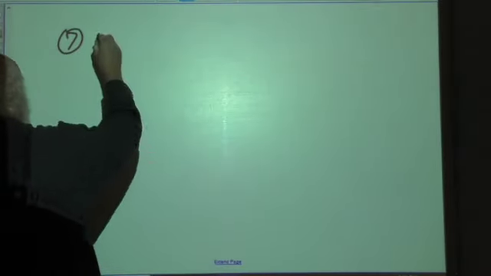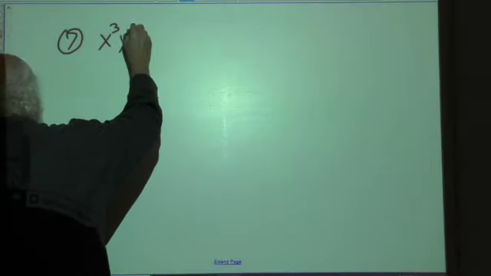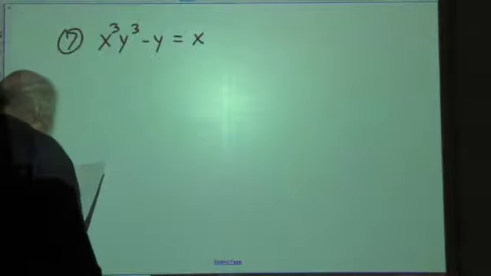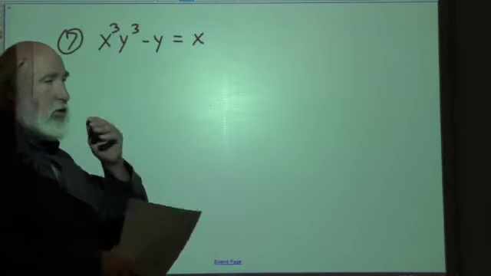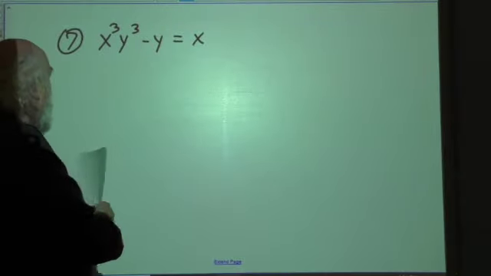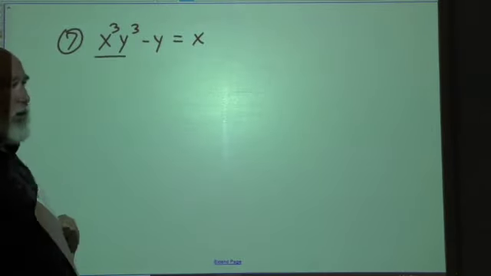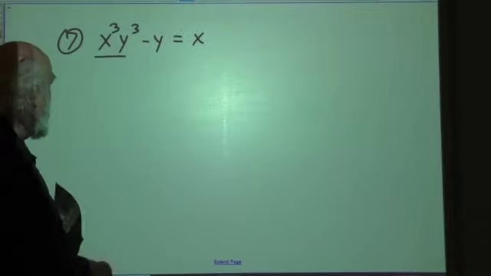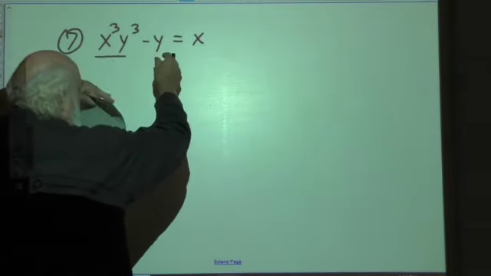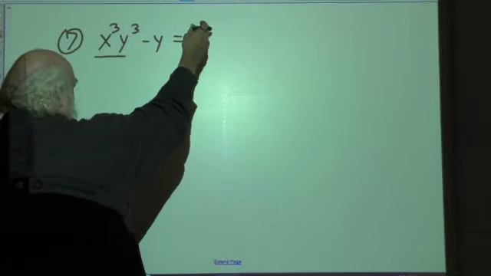And this is x cubed y cubed minus y equals x. So this is a good time to be having your calculus toolbox if you don't remember what goes on here. This is the power rule here. So we take the derivative of this, using the power rule, minus the derivative of this, which is going to be dy dx, equals the derivative of this, which is 1.